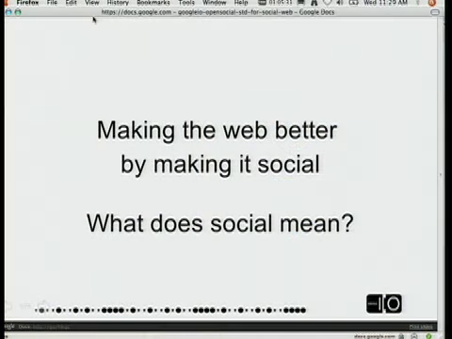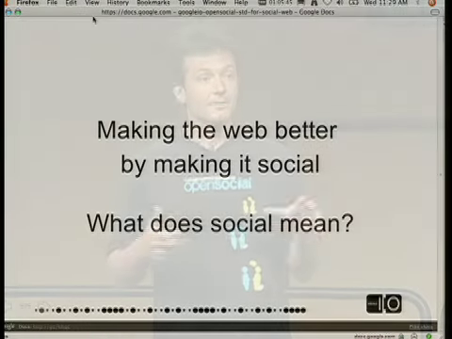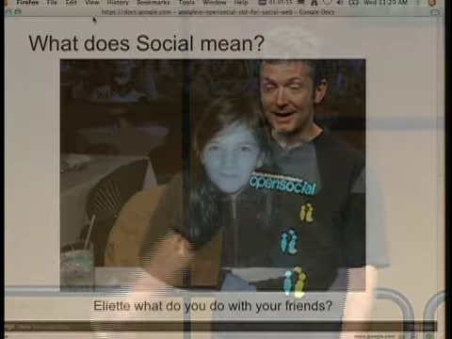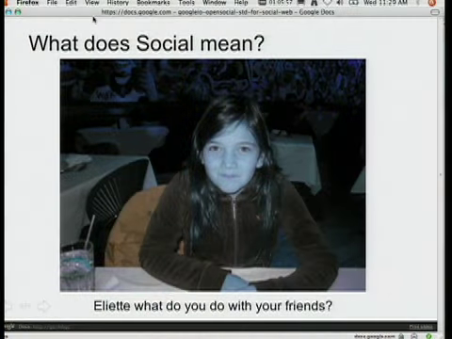So the goal of OpenSocial is to make the web better by making it social. But first, we need to address the question about what social means. Everybody's got their own definition of what social means. It's a very polysemic term. And when there's a complex term like this, I find it really useful to go ask kids what they think about it, because usually they go straight to the heart of the matter. So in this case, I asked my daughter, Elliot, what do you do with your friends?